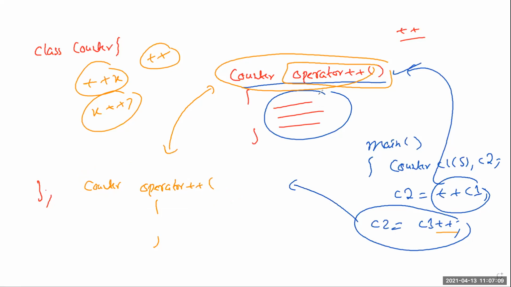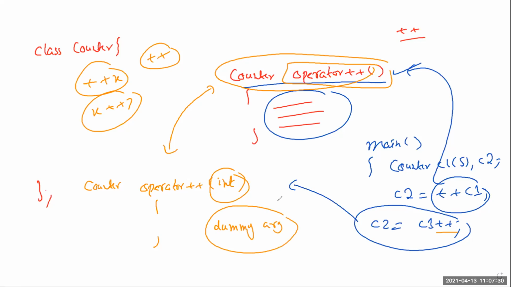For the postfix version, just to make the function prototype different, you can put an argument here. Now what do we put as an argument here? This int. Now it does not mean that we are passing an input to this function. This is just what we call a dummy argument.